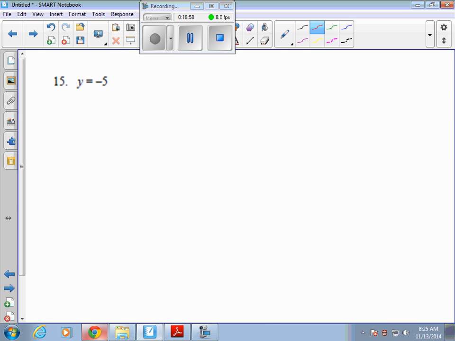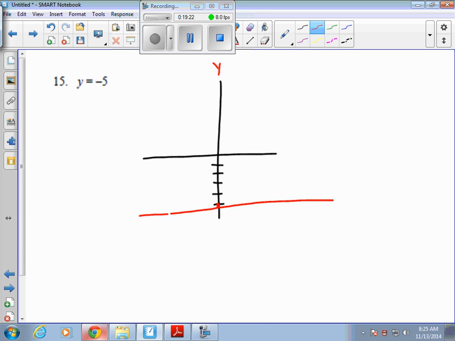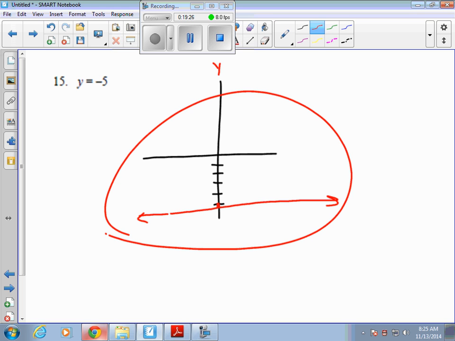Number 15, we're graphing y equals negative 5. We're still graphing in 2 variables. So when you get to number 16, you just have to graph an x value. Don't graph it like an inequality or something like that. Don't just graph the point. Y equals negative 5. This is your y-axis. So at negative 1, 2, 3, 4, 5, that's where it's going to cross through right there. It's an equation, so it's a line that's going to be horizontal at negative 5.